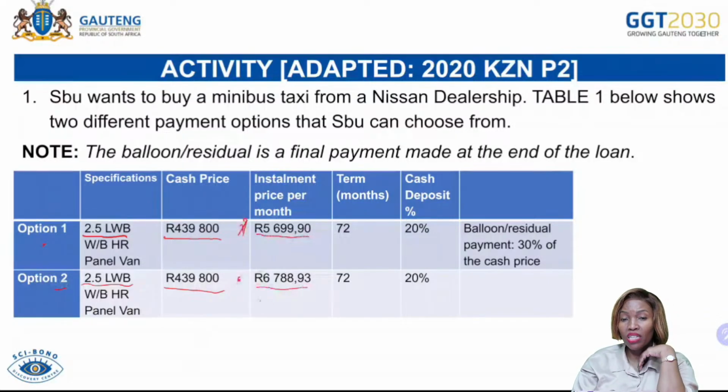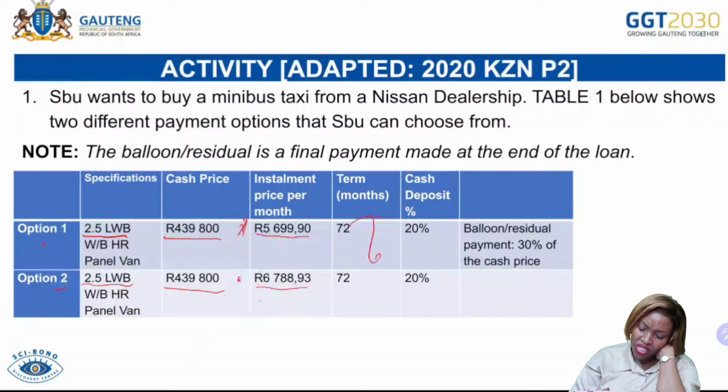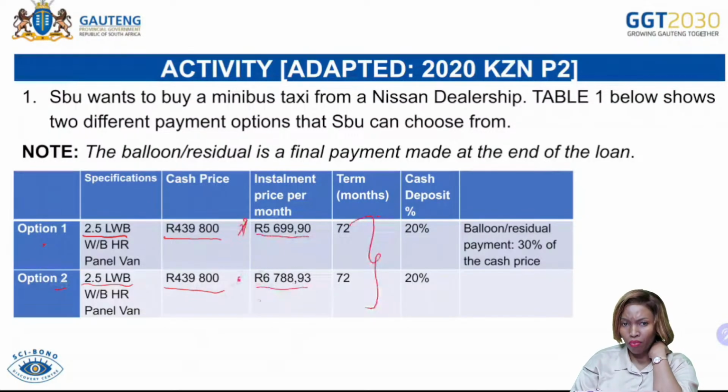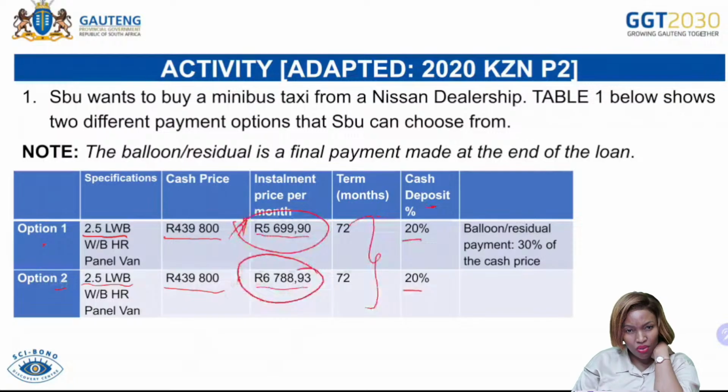And you note that the monthly installments are not the same. Option 2's installment is way higher as compared to option 1's installment. And it is the same car, same price, even the term of the loan, it is the same. It is 72 months. And the cash deposit, you are expected to pay a deposit here. The deposit is 20%. So everything else is the same. However, the monthly installments are not the same. What could be the reason?